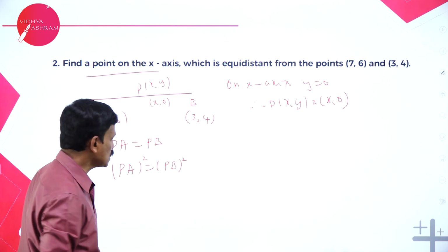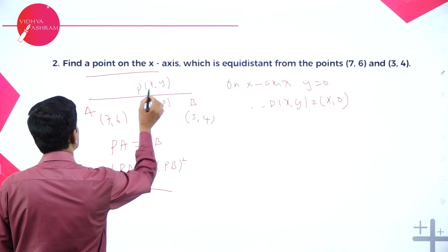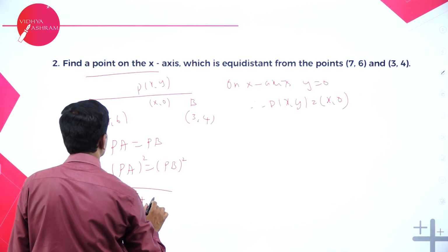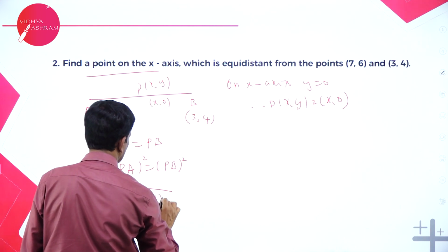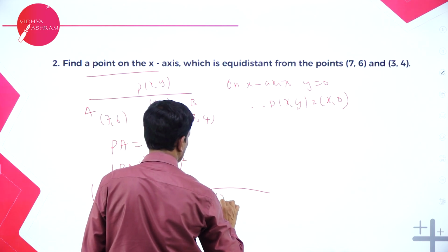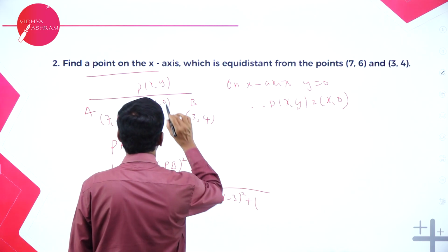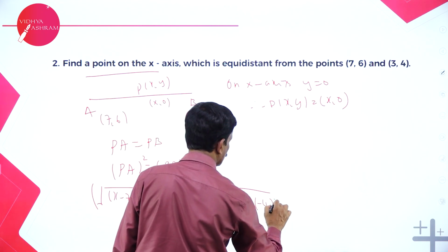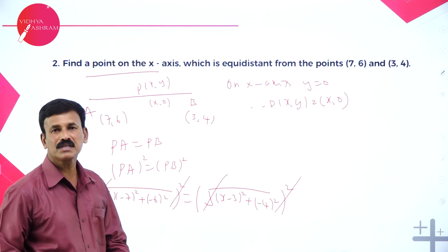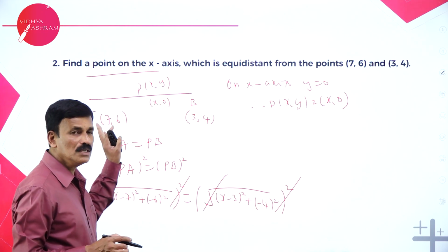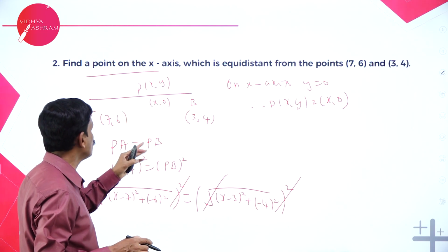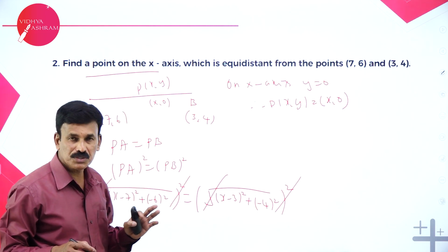Right. Now using the distance formula, you can write square root of (x minus 7) whole square plus (y minus 6), that is 0 minus 6, which is minus 6, whole square, is equal to root of again (x minus 3) whole square plus (y is 0, minus 4) which is minus 4, whole square. Square root gets cancelled. Simplify, you'll get the value of x. That's it. Okay, very simple. Since the point is on the x-axis, the y coordinate is equal to 0.